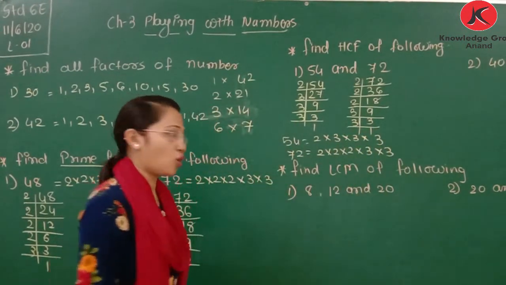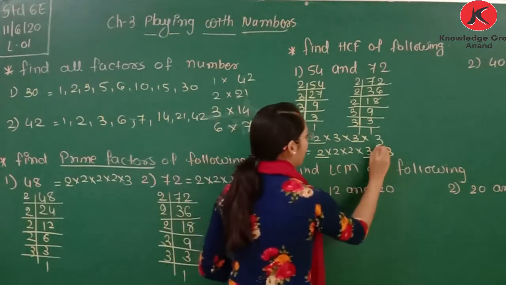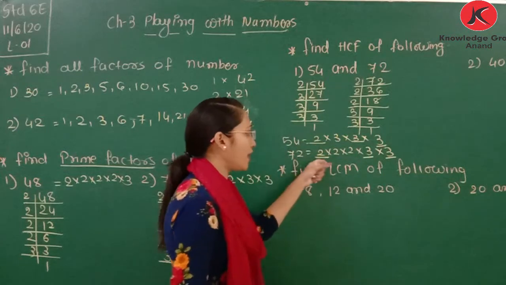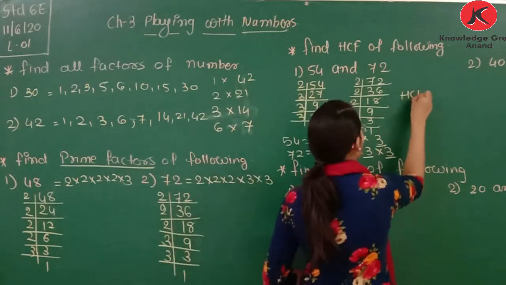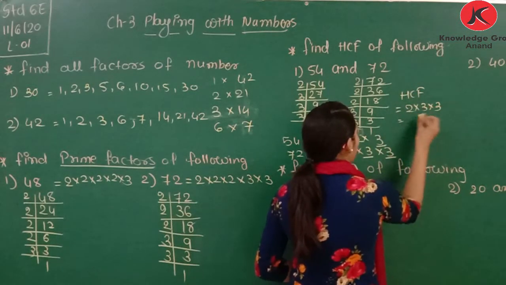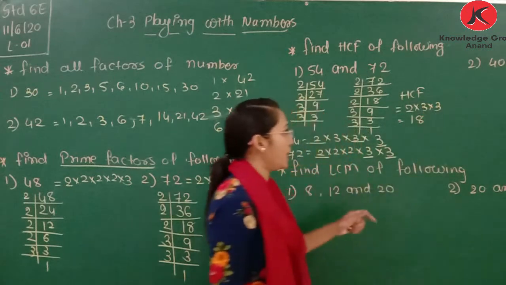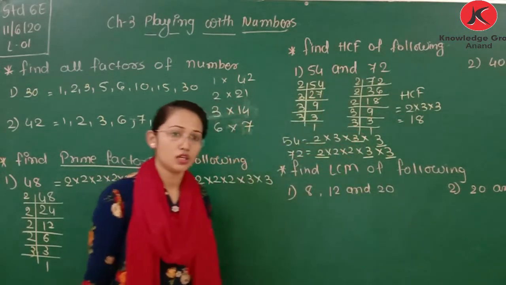Now you need to find the common numbers. 2, 3 and 3. Here 2 is repeated one time and 3 is repeated two times, so you can write the HCF as 2 multiply 3 multiply 3, that is 18. Means 18 is the maximum, highest number that divides 54 and 72.